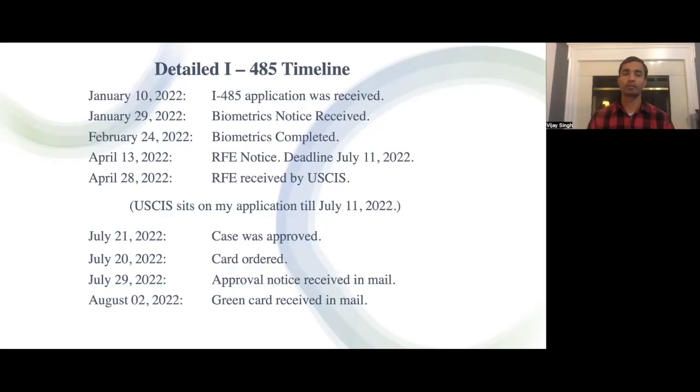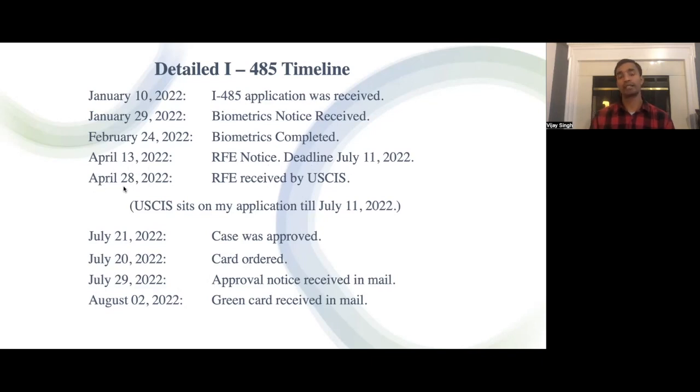So when I received the RFE, this was a very simple RFE. I replied to this RFE right away. I wrote a letter and I attached the missing H1B information. And then I sent the response to RFE sometime like in mid-April. This RFE response was received by USCIS on April 28th.